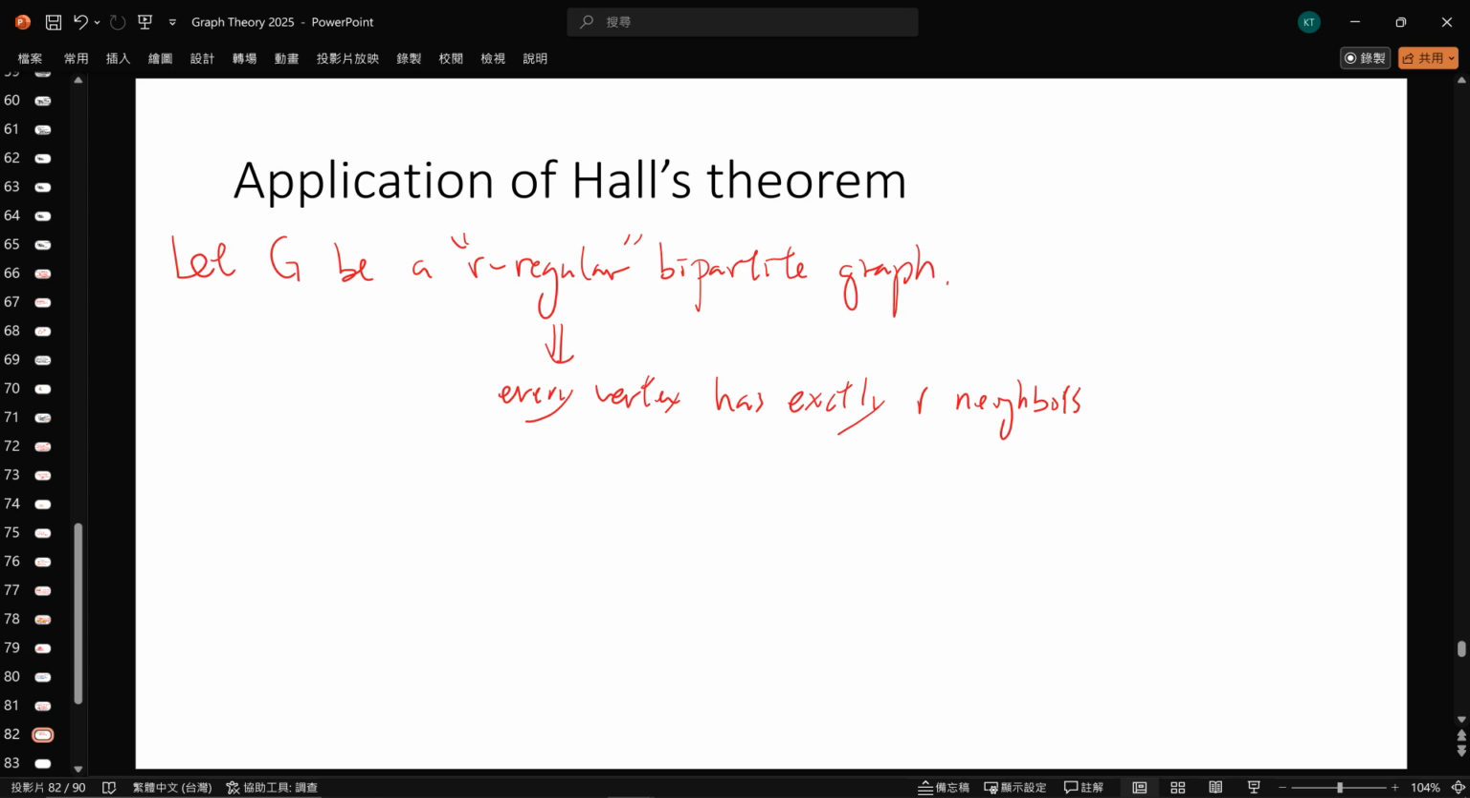So for example, this is a two regular graph because every vertex has exactly two neighbors. So this is two regular. Okay. So we're going to show that for every R regular bipartite graph, we can actually find a perfect matching.